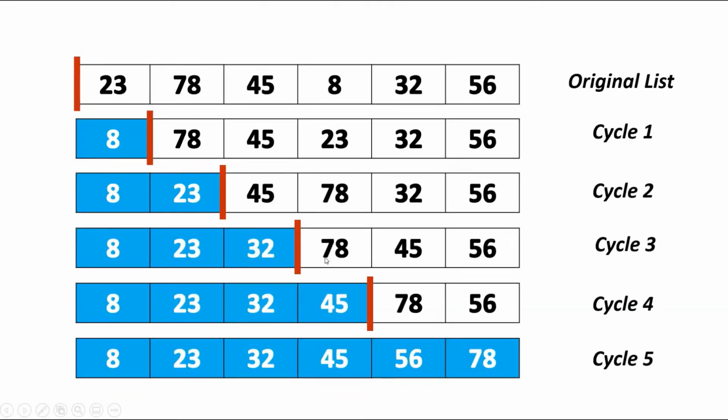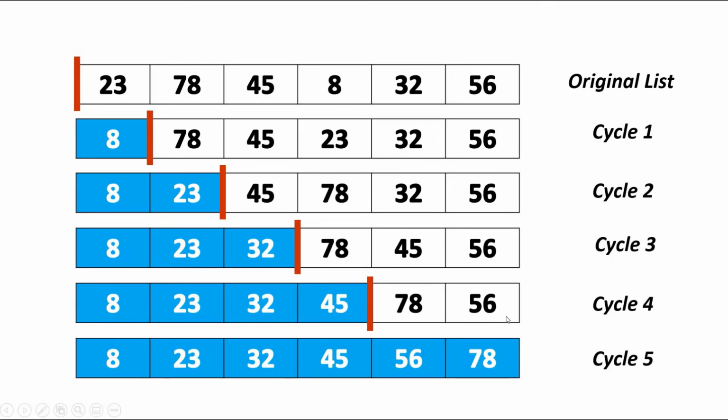8, 23, 32. This portion is unsorted. Okay, now let's see these three. In here, the smallest one is 45, and the first one of unsorted is 78. Okay, 78. Now we have to swap these two elements. Then 45 comes here, and 78 goes there, and the imaginary wall comes one position forward.